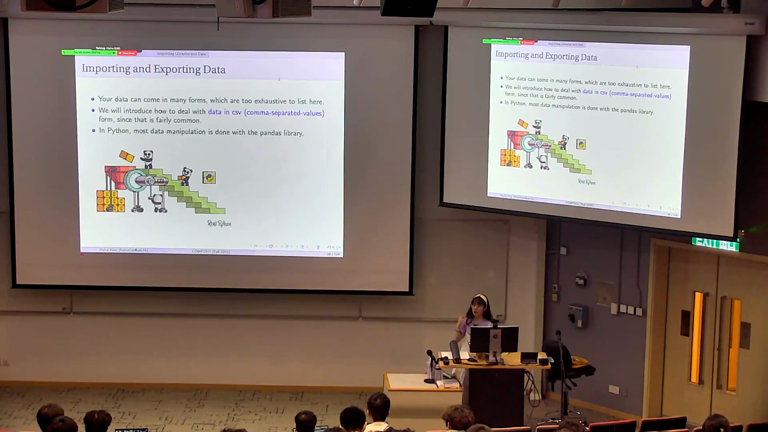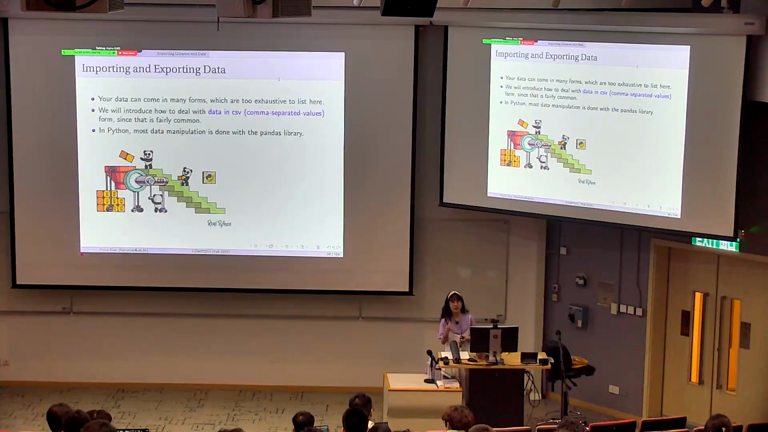Here, we will typically introduce how to deal with data in CSV, the comma separated values form. That's the data you can open with Excel. Since that is fairly common, in machine learning and AI we usually store the training data and testing data in CSV files. Because CSV files have explicit rows and columns, usually each row is a data point and each column is a feature, so we can clearly represent the data.